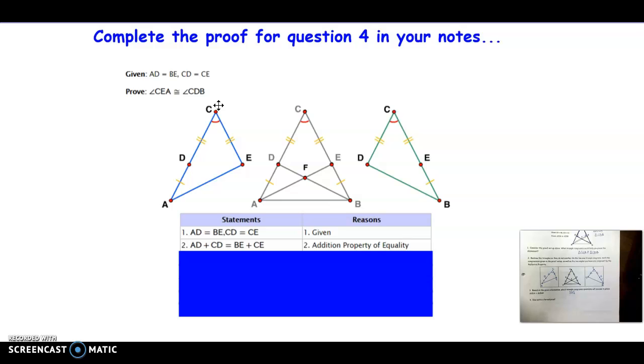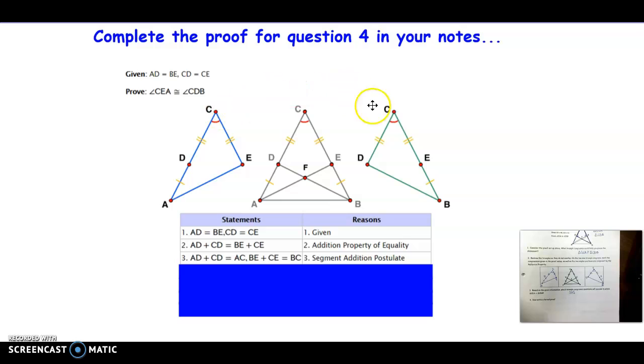We have the segment addition postulate and the angle addition postulate. But since we're talking about segments here, we would be using the segment addition postulate to say this part plus this part equals this whole. So our third step is going to do exactly that. AD plus CD equals AC. Part plus part equals whole.